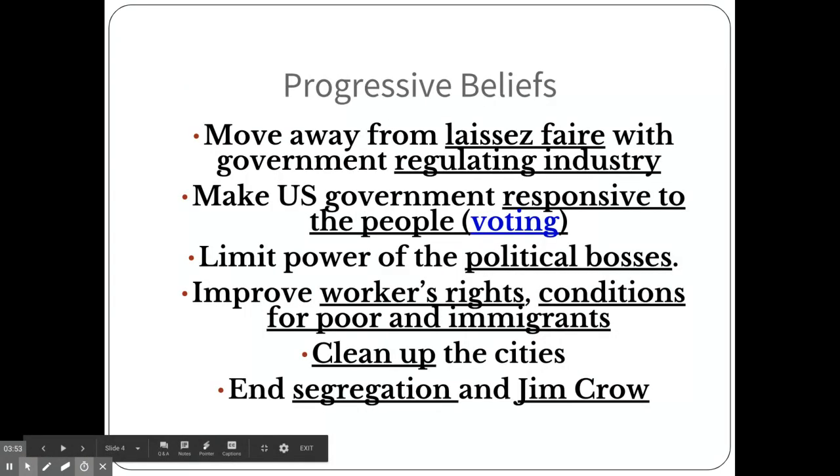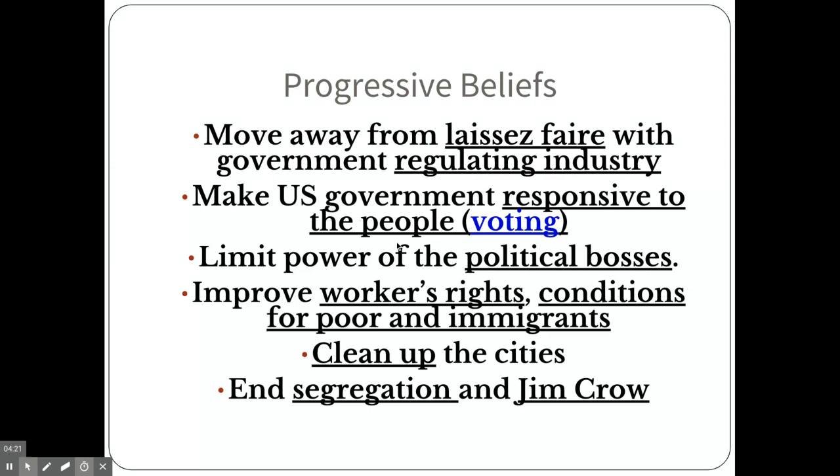As we go to the next slide, progressive beliefs, beliefs that progressives held. One of the things that most of them wanted to do was to move away from what they would call laissez-faire ideas involving government, and they wanted to regulate industry. So laissez-faire means leave alone. They wanted to abandon this philosophy, not entirely, but restructure it and allow the government to regulate industry rather than leave it alone.